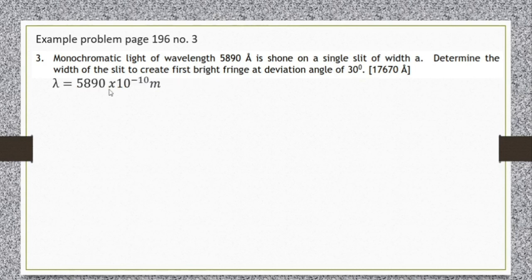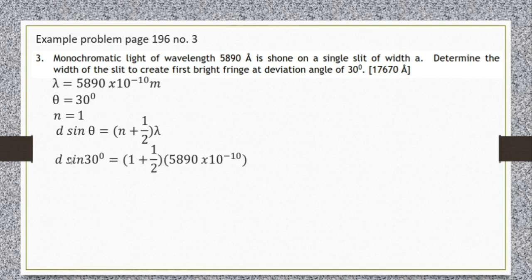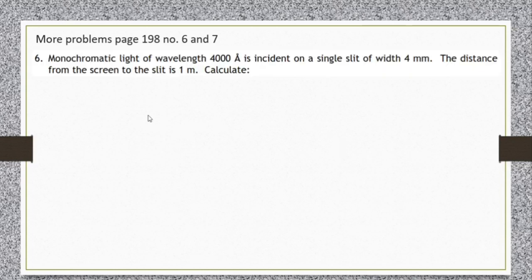So I can use the equation d times the sine of theta equals n plus a half times lambda. The lambda is given, theta is 30 degrees, and n is 1 because this is the first bright fringe. So I can calculate d times the sine of 30 degrees equals 3 over 2 times lambda, and d is 1.767 times 10 to the minus 6 meter. If you want to convert it to angstrom, you have to multiply this by 10 to the power of 10.